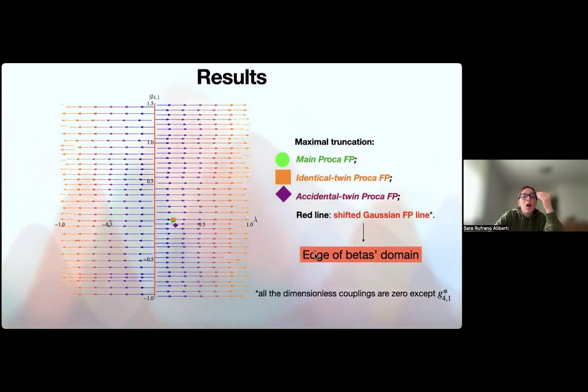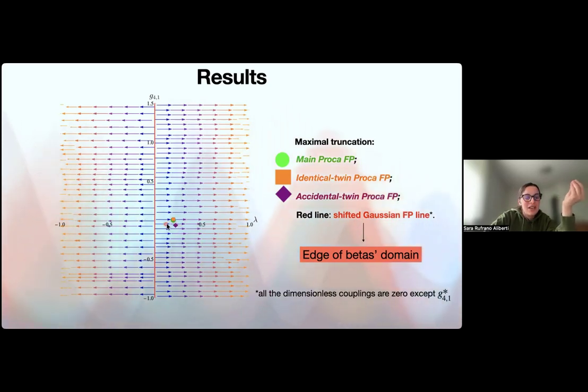In particular, only for some trajectories, this shifted Gaussian fixed point line will act as a quasi-shifted Gaussian fixed point line. Okay? And also here, let me stress that we chose this name, main Proca, identical twin, and accidental twin Proca, for the behavior of these fixed points.